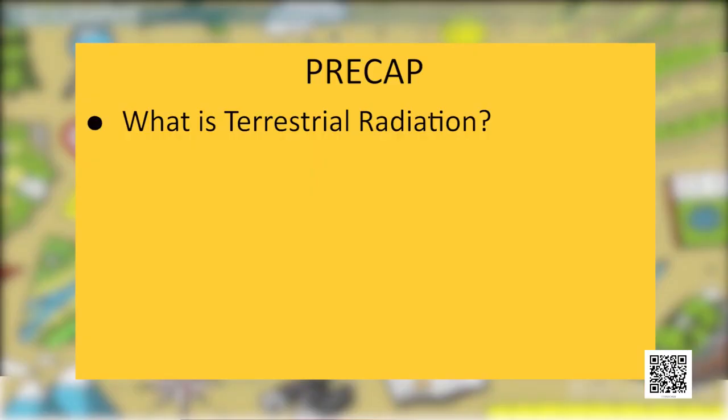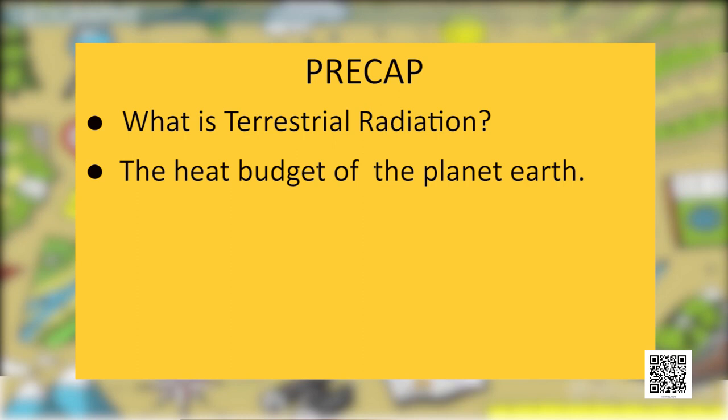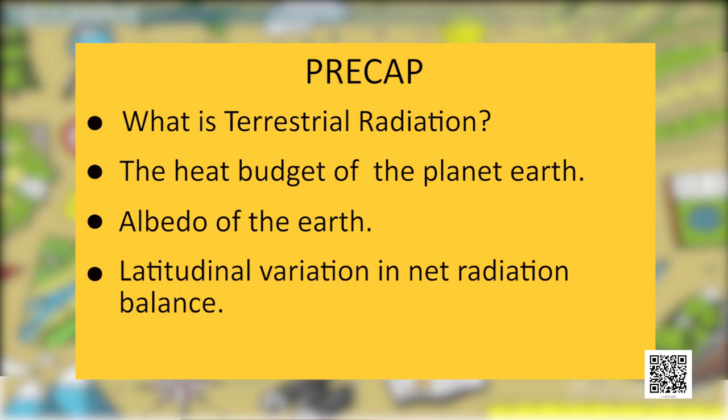So, this is all in this part 1. In the next part, we are going to learn about what is terrestrial radiation, the heat budget of the planet Earth, albedo of the Earth, and latitudinal variation in net radiation balance.